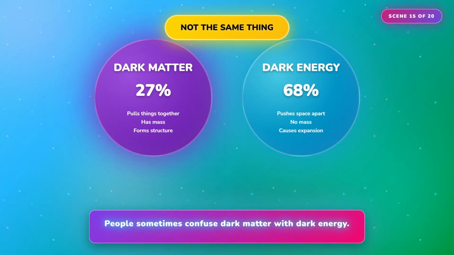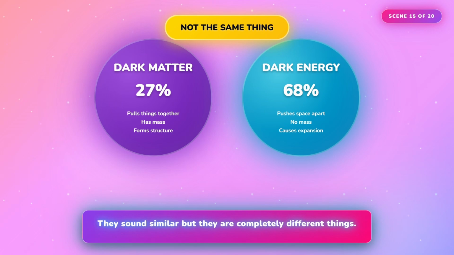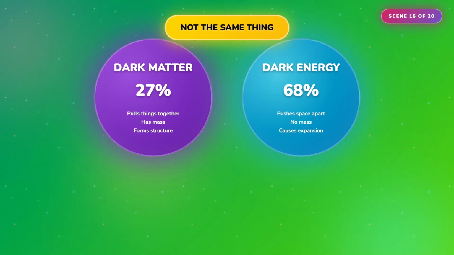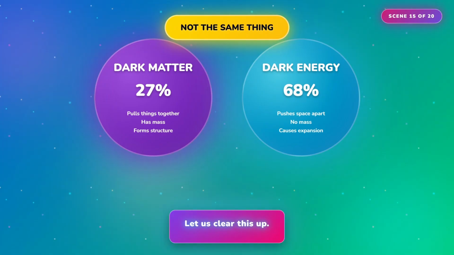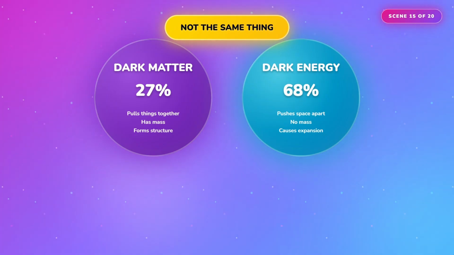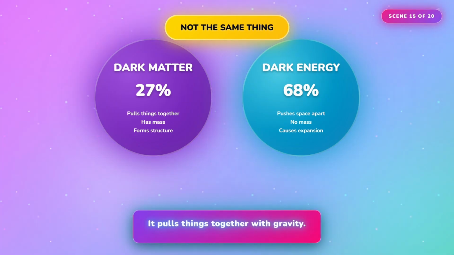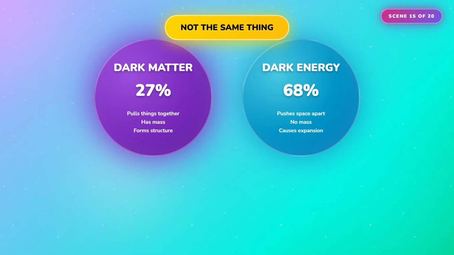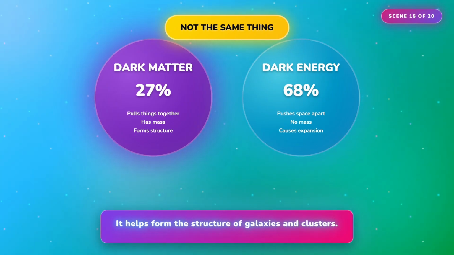People sometimes confuse dark matter with dark energy. They sound similar, but they are completely different things. Let us clear this up. Dark matter makes up about 27% of the universe. It pulls things together with gravity. It has mass. It helps form the structure of galaxies and clusters.